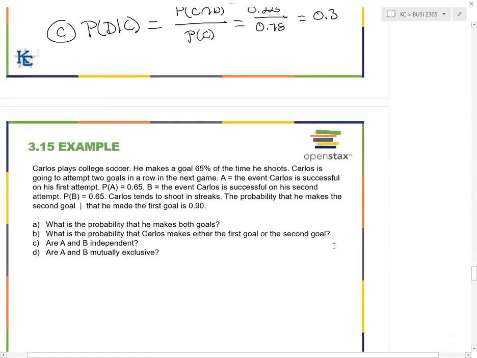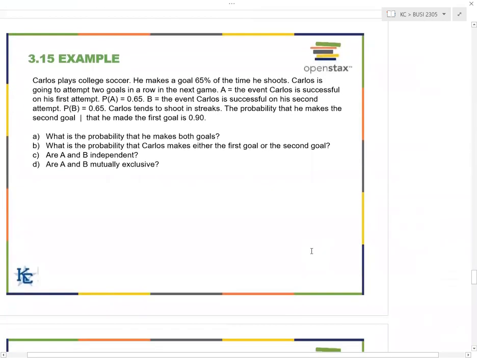Okay. So let's look at 315. Carlos plays college soccer. He makes a goal 65% of the time he shoots. Carlos is going to attempt 2 goals in a row in the next game. A equals the event Carlos is successful on his first attempt, so the probability of A is 0.65. And B is the event Carlos is successful on his second attempt, so the probability of B equals 0.65.